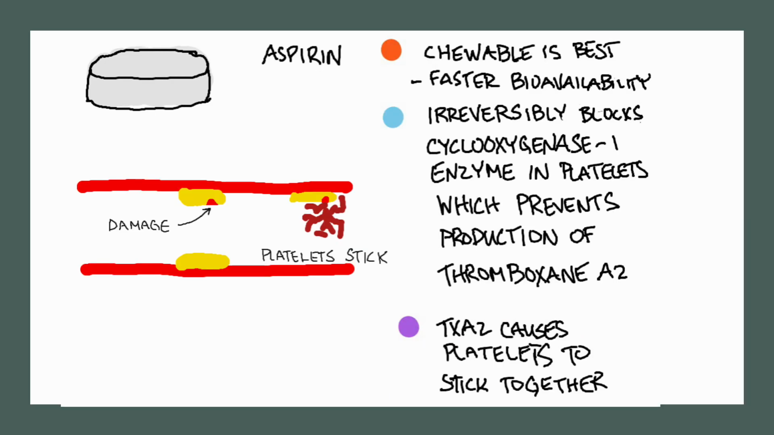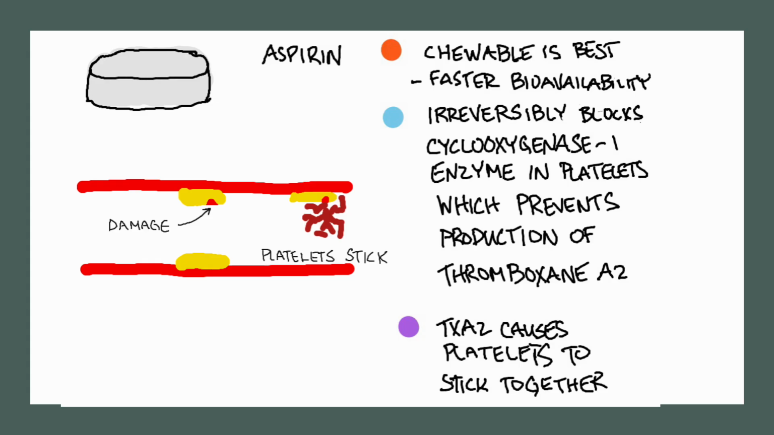Let's talk a little bit about aspirin. The chewable aspirin is best. Remember, we said it's really important that things go quickly, right? The clot is forming. It starts as soon as the pain starts. So you might want to give the patient chewable aspirin because it has faster bioavailability. They can also chew normal aspirin, but it tastes pretty bad.